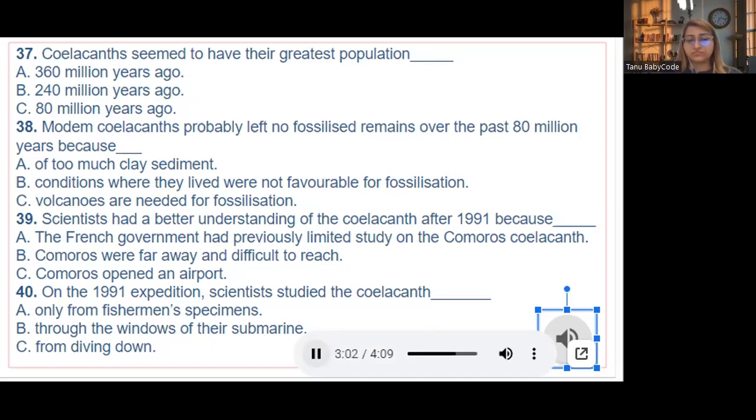In 1991, scientists got a better understanding of the fish when the Comoros got their independence from France, and French restrictions on research were lifted. This allowed scientists to study the fish off the Comoros Islands.